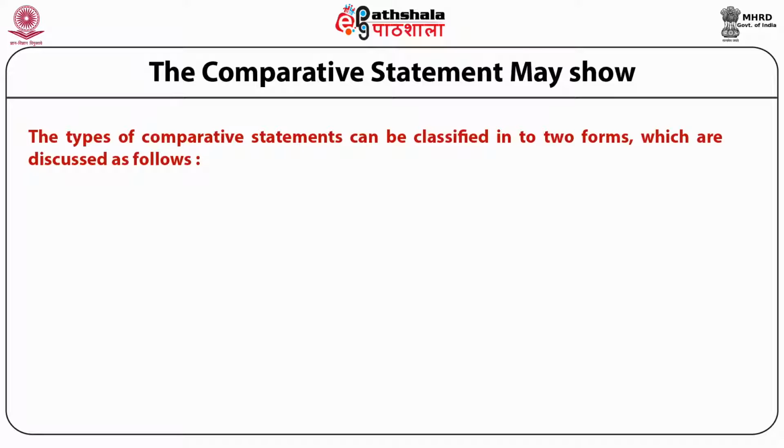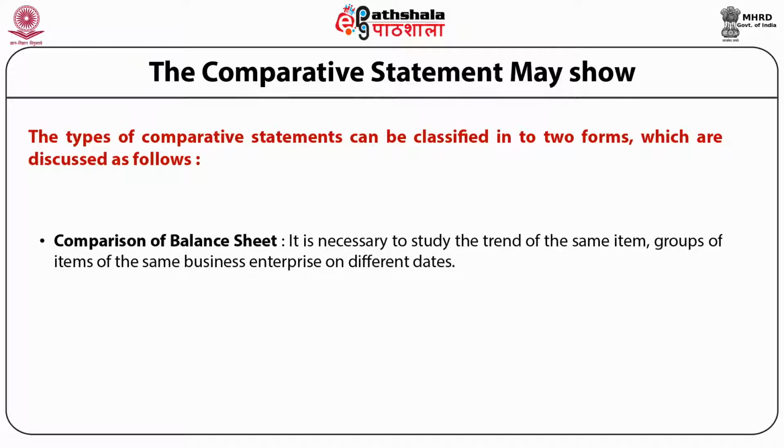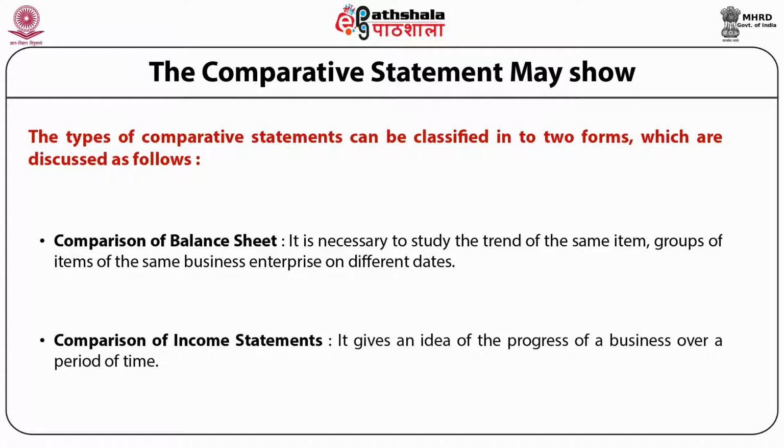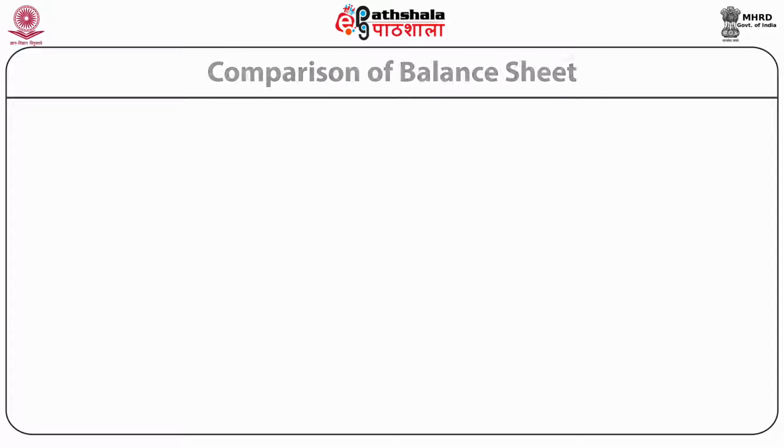The types of comparative statements can be classified in two forms, which are discussed as follows. First, comparison of balance sheet. It is necessary to study the trend of the same item, or groups of items, of the same business enterprise on different dates. Second, comparison of income statements. It gives an idea of the progress of a business over a period of time.